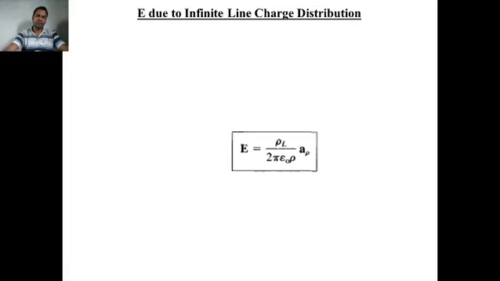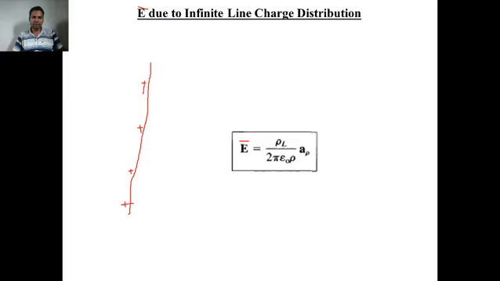Now, today we are going to discuss what exactly the formula of E bar due to infinite line charge. Right now I do not have this derivation in my PowerPoint presentation, but I will soon upload the video on derivation of E bar due to infinite line charge. That means an infinite line is given, a straight line is given on which charge is distributed uniformly.